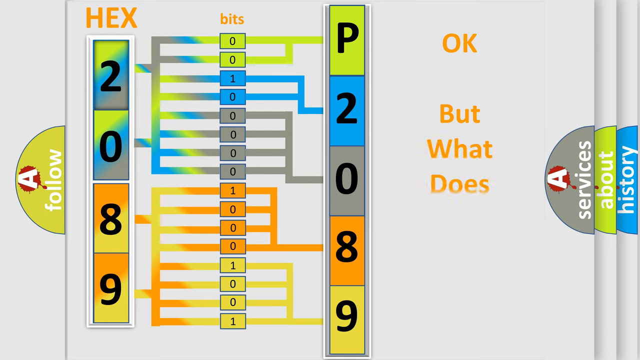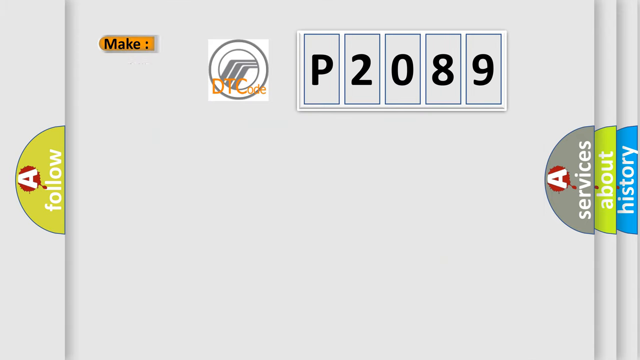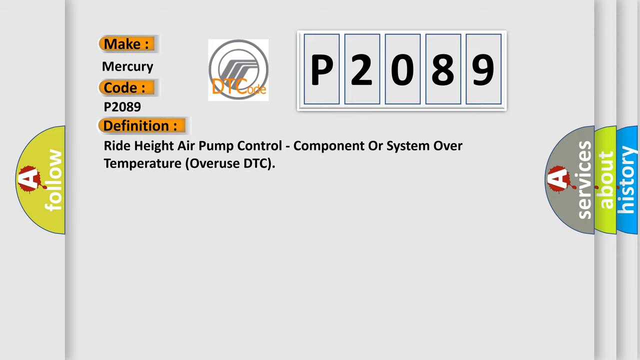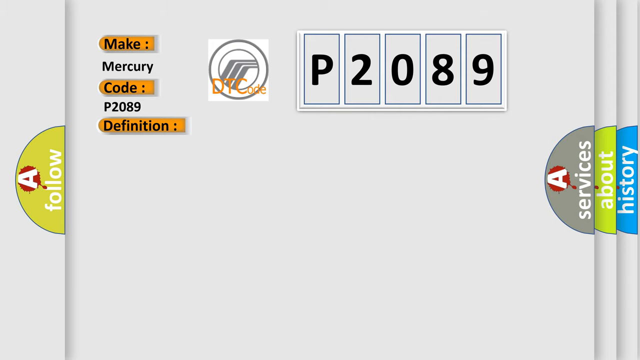The number itself does not make sense to us if we cannot assign information to what it actually expresses. So, what does the Diagnostic Trouble Code P2089 interpret specifically for Mercury car manufacturers? The basic definition is: ride height air pump control component or system over temperature overuse DTC. And now this is a short description of this DTC code.